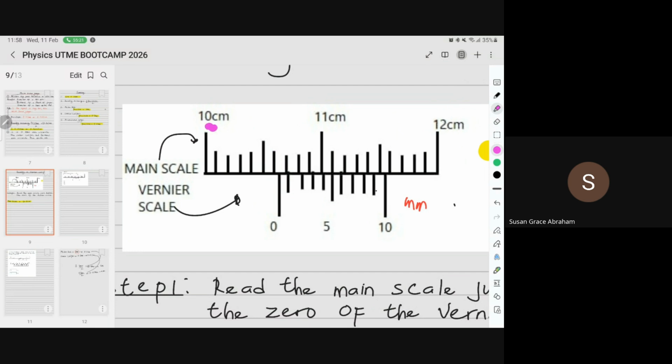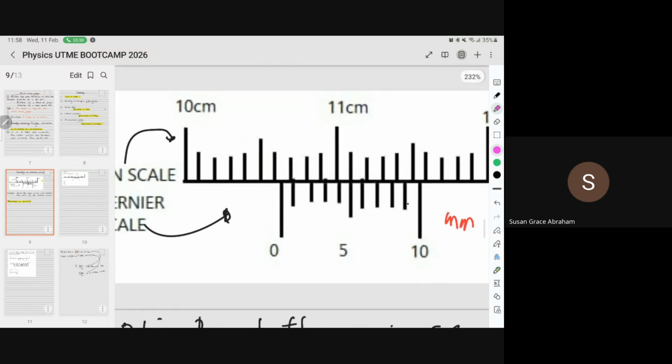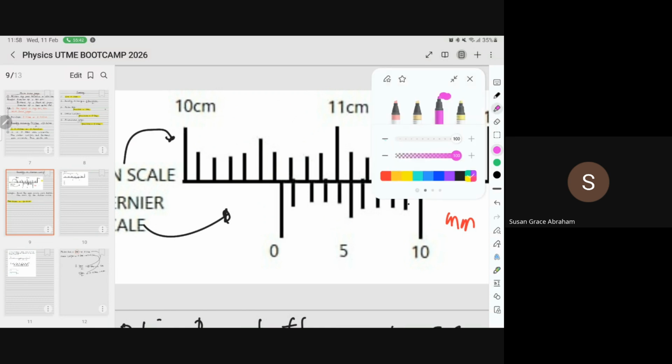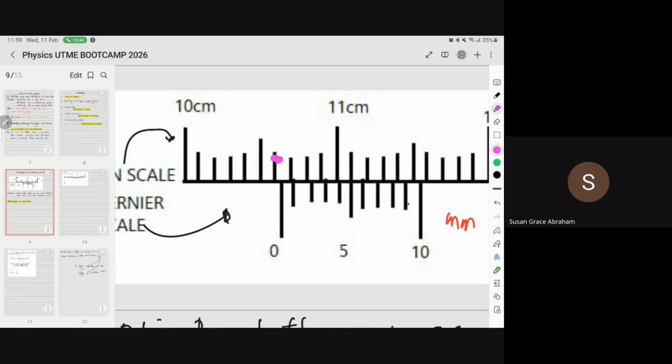If you check, this is 10 here, and you have 10 lines, which means 10 divided by 1. Each line is 0.1. So this would be 10.1, 0.2, 0.3, 0.4, 0.5, 0.6, 0.7, 0.8, 0.9, and 11. So here is 10.6. Does it make sense now? This very place here now is 10.6. Have you seen it? Yes, I see it. Good. So here is 10.6.